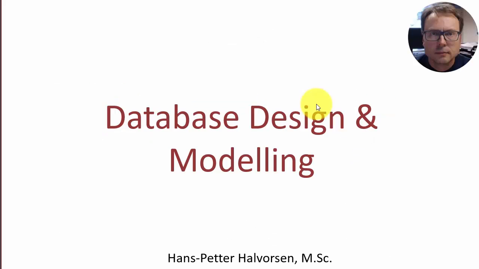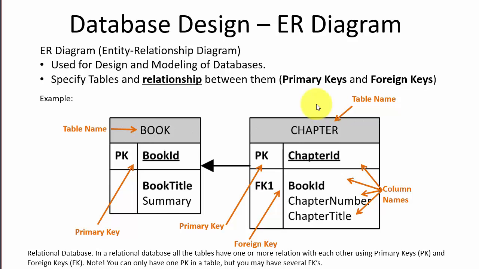First, a little bit about design and modeling in general. Here we see two tables. We have a book table and we have a chapter table. In the book table we have a primary key called book ID, and then we have some columns, book title and summary. In the chapter table we have a chapter ID, which is a primary key, and here we have the book ID, which is a foreign key to the primary key column in the book table. And then we have some columns here as well, chapter number and chapter title.